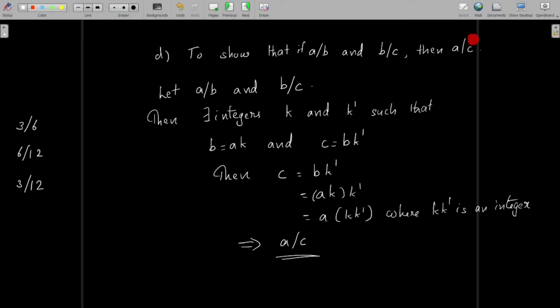We have to show that a divides c. That is, we have to express c as a into an integer. So we will start with c. So c equals b into k dash. And what is b here? b equals ak. We substitute here b equals ak. So c equals ak into k dash. So that's equal to a into k k dash. Since k and k dash are integers, k into k dash is another integer. So we have c equals a into an integer. This means that a divides c.